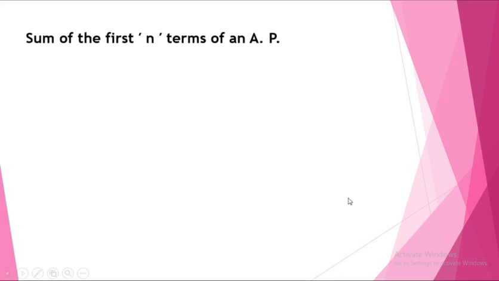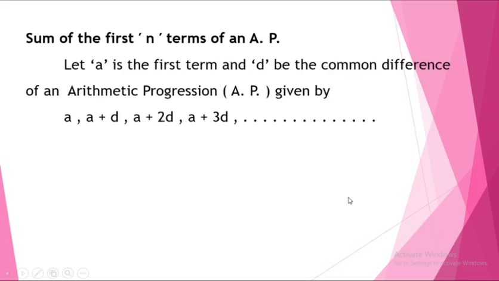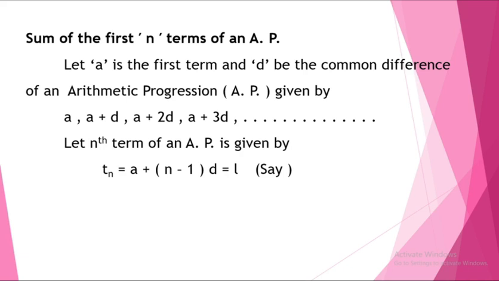Sum of first n terms of an AP. Let A be the first term and D be the common difference of an arithmetic progression, that is AP, which is given by A, A plus D, A plus 2D, A plus 3D, and so on. Let the nth term of an AP, Tn equals A plus n minus 1 into D, be equal to L. This is the last term of the AP, that is the nth term.